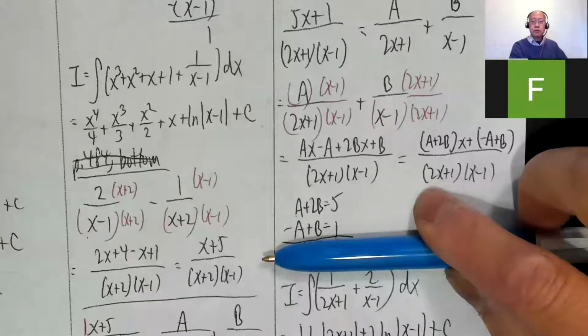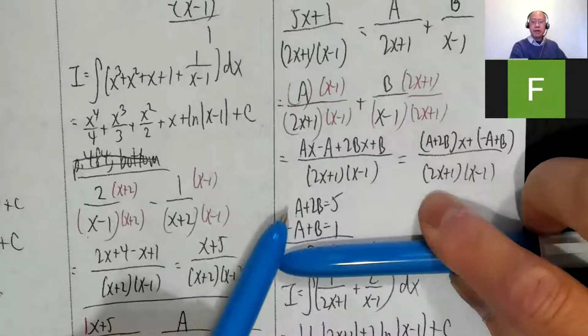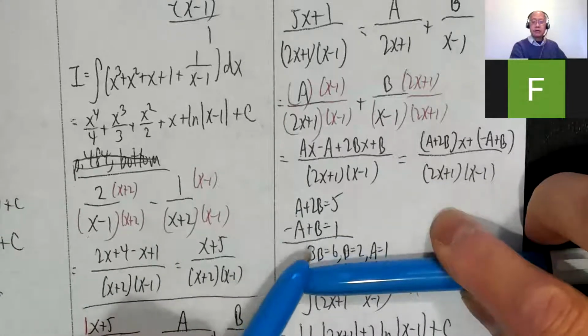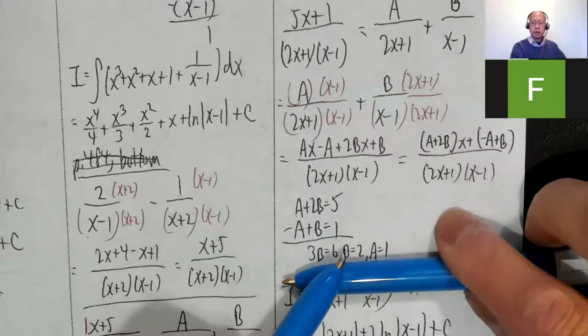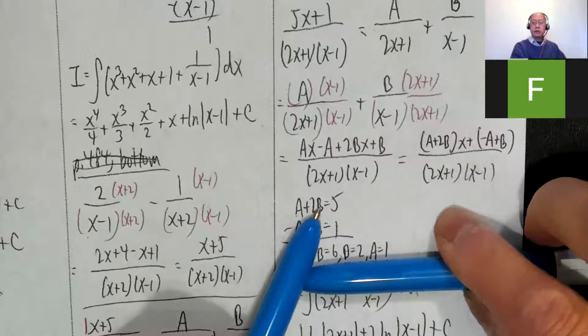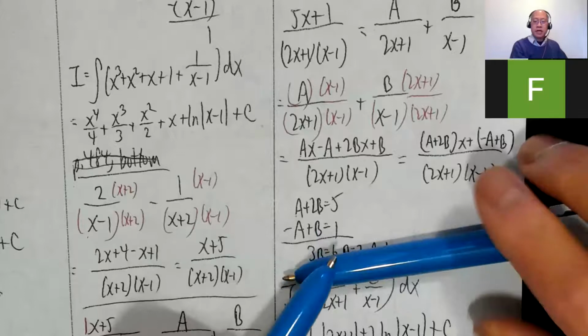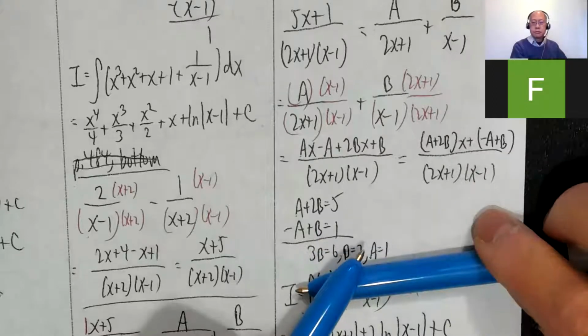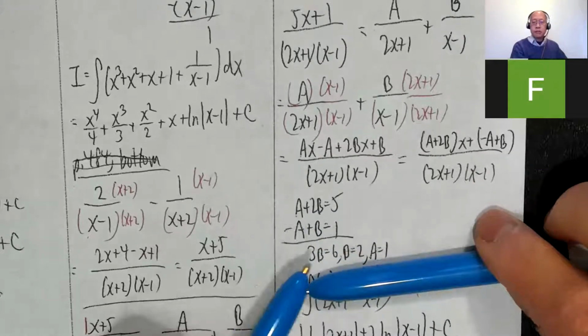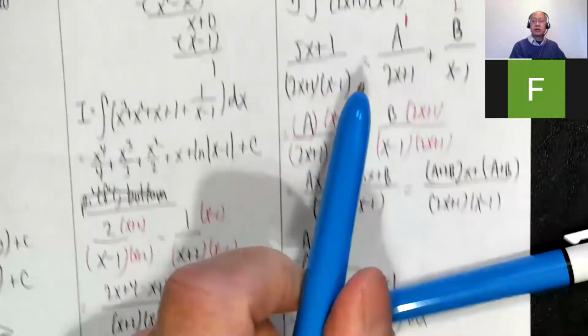So it looks like I just add them up. A's drop out. 3b equals 6, which means b is 2. And let's see, plug back in 2 here. 2 times 2 is 4. So I have a plus 4 equals 5, which means a equals 1. So a is 1, b is 2. And that's the reason why I put the 1 and the 2 here.